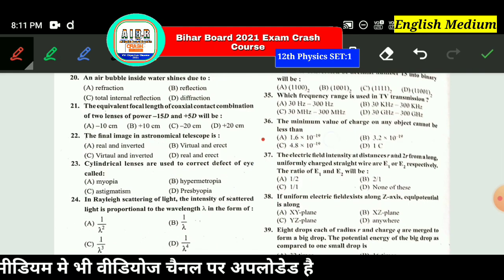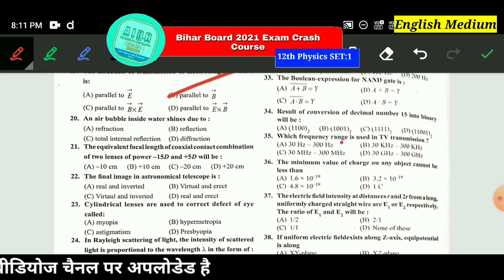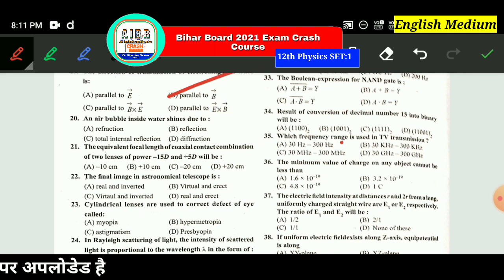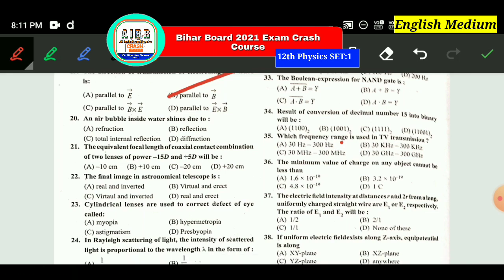Answer is B. An air bubble inside water shines due to diffraction. The answer is D. The equivalent focal length of coaxial combination of two lenses of power minus 15 D and plus 5 D will be, the answer is plus 20 centimeter. The final image in an astronomical telescope is, answer is real and inverted.